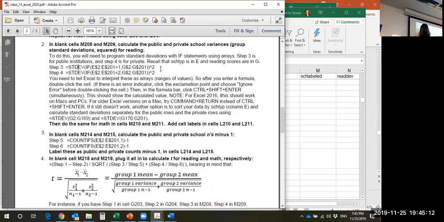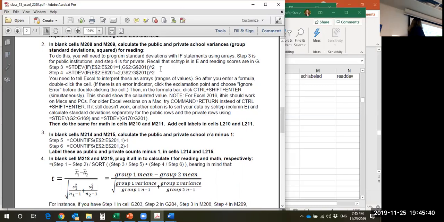So in cells M208 and M209, we're trying to get the variance, which is the standard deviation of the G's, the reading scores, if the E's equal 1, and we want that standard deviation to be squared. So at the end, you have a caret 2, and that squares that standard deviation. And then you do the same thing for private schools in cell M209.